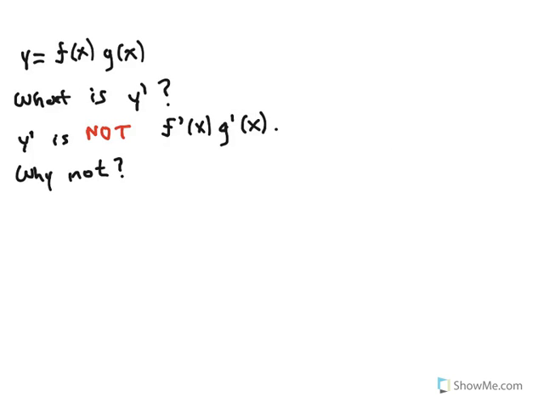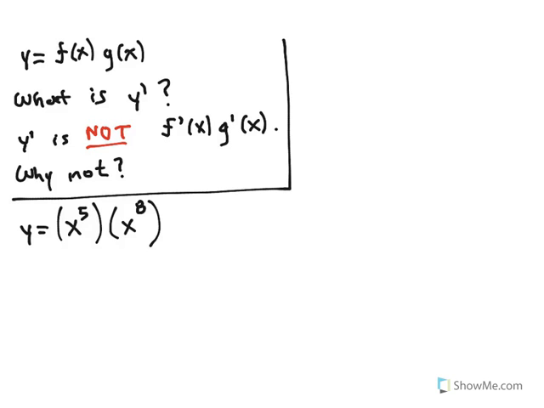We will begin thinking about how to find the derivative of a product of two differentiable functions f and g. If you have y is equal to f of x times g of x, what is y prime? We want to begin by emphasizing that y prime is not f prime of x times g prime of x. Why not? Let's look at an example for why this is not the case.